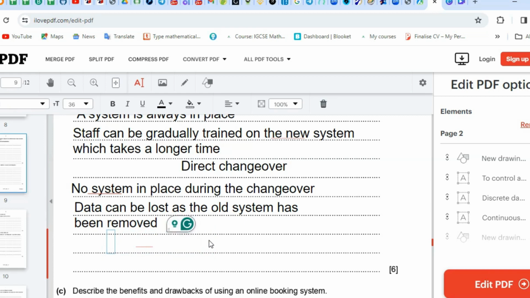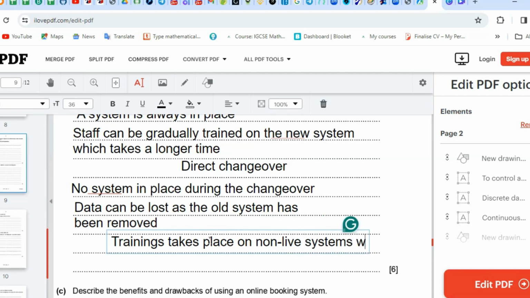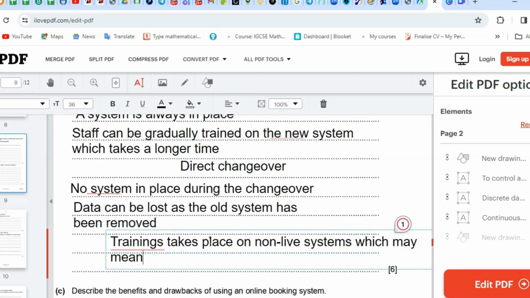Trainings takes place on non-live systems, which may mean problems can be missed.